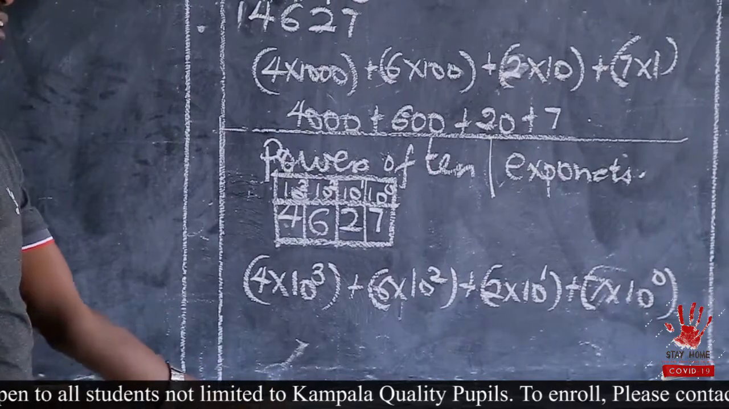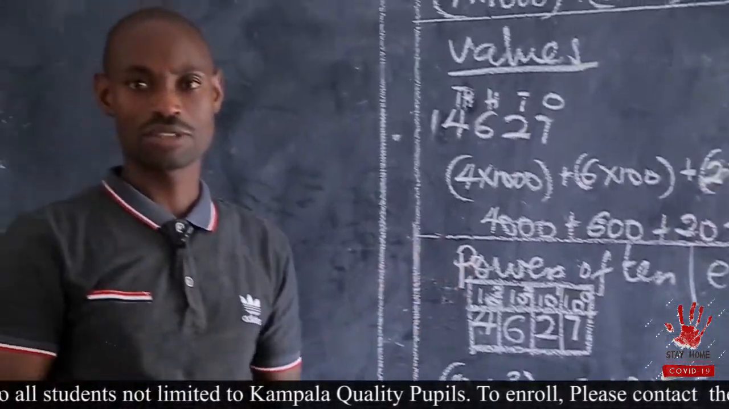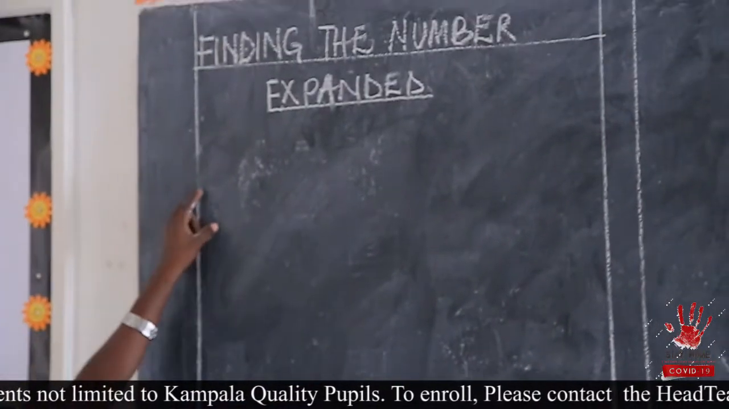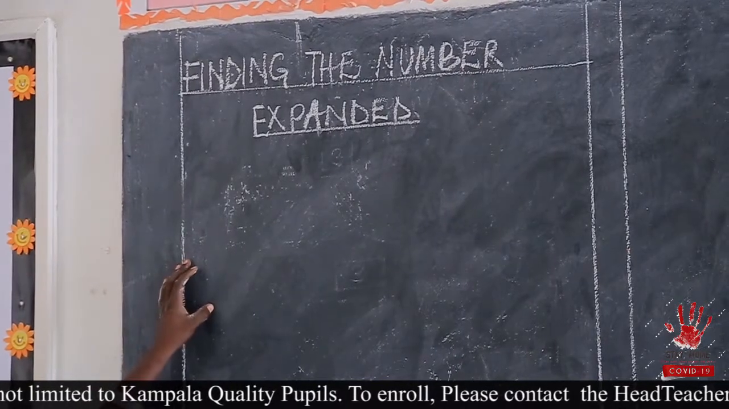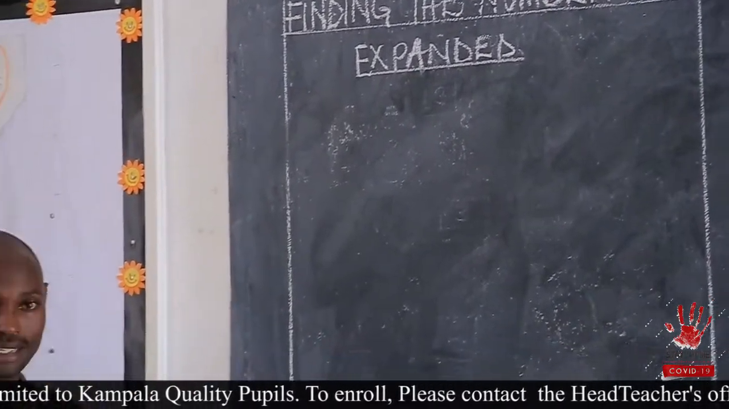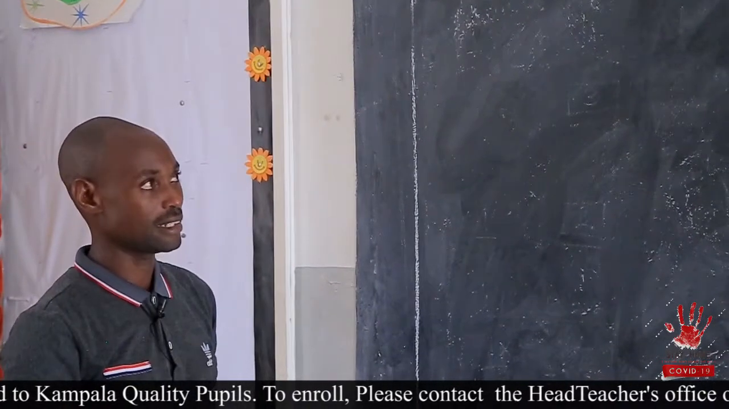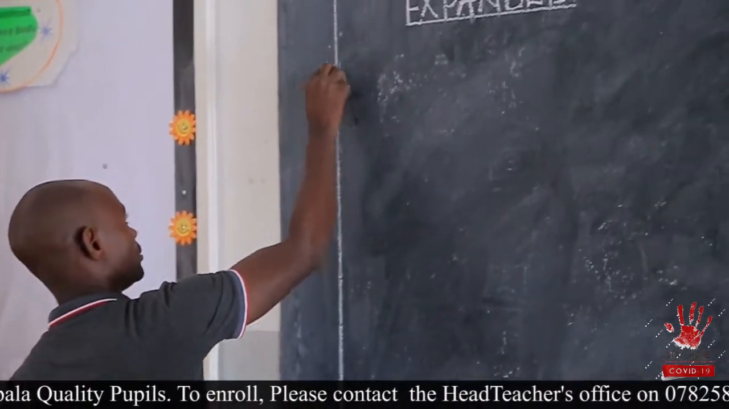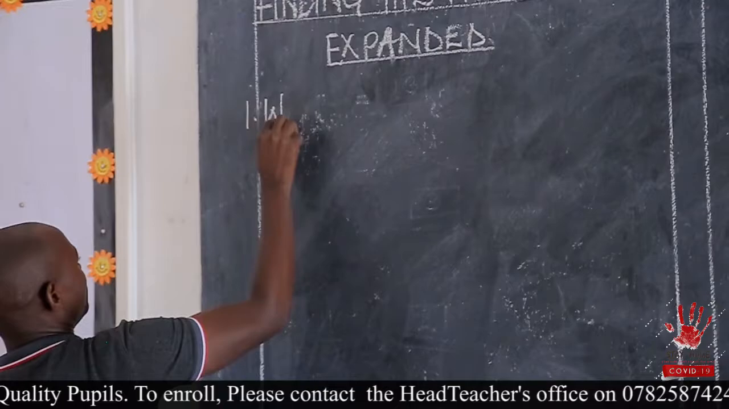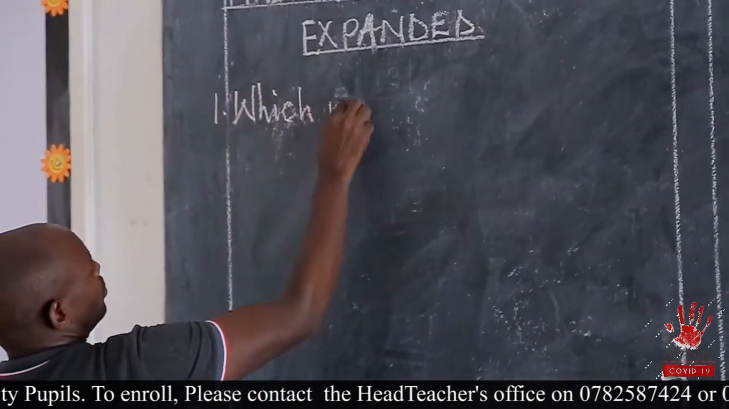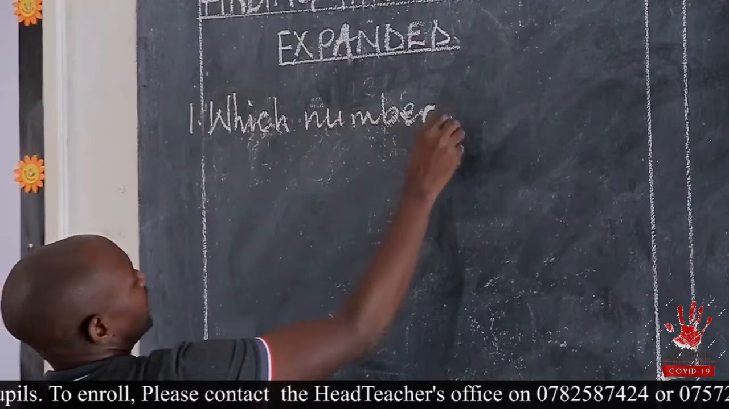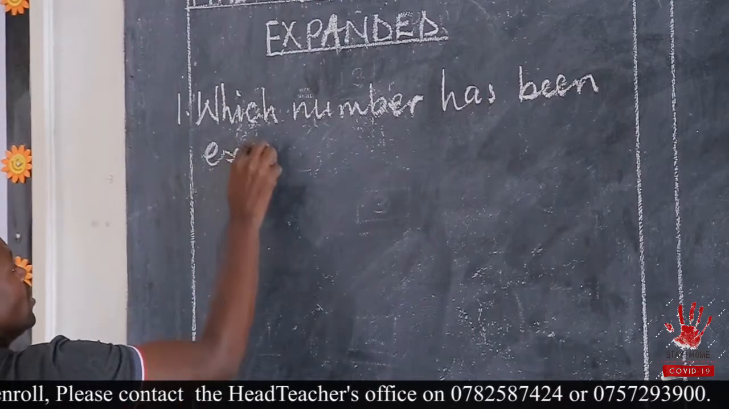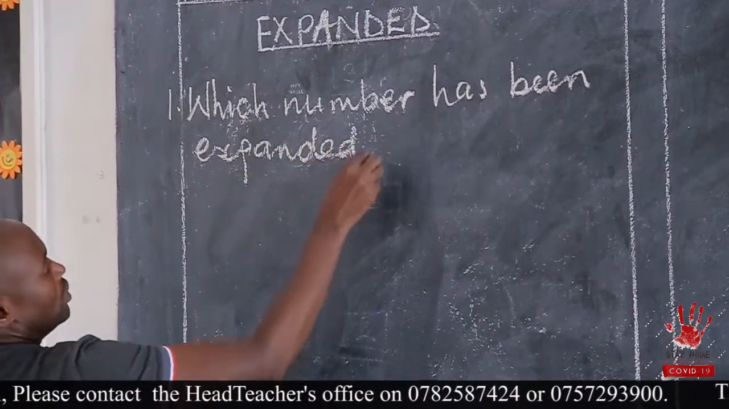Basically, this is what we looked at in our previous lessons. So in our lesson today, we are going to look at how we can find a number which has been expanded. And I'm going to use the same example. Example one: which number has been expanded to give?